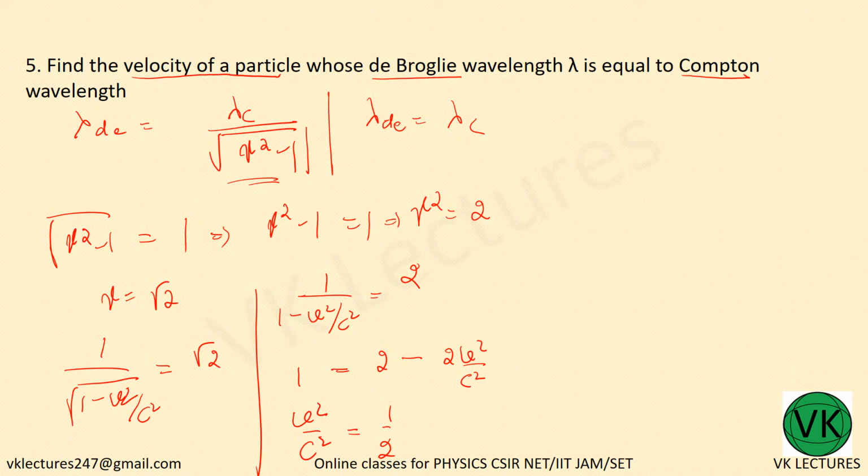Which means v is equal to c divided by root 2. C by root 2 means 0.707 c. So this is the speed of that particle where its Compton wavelength will be equal to the de Broglie wavelength.